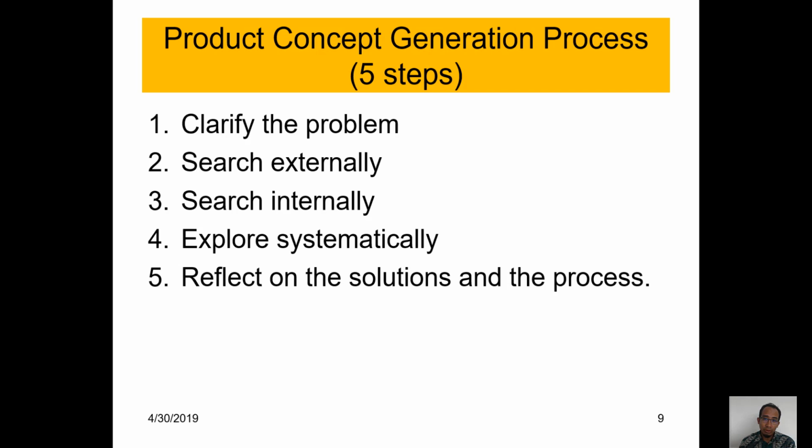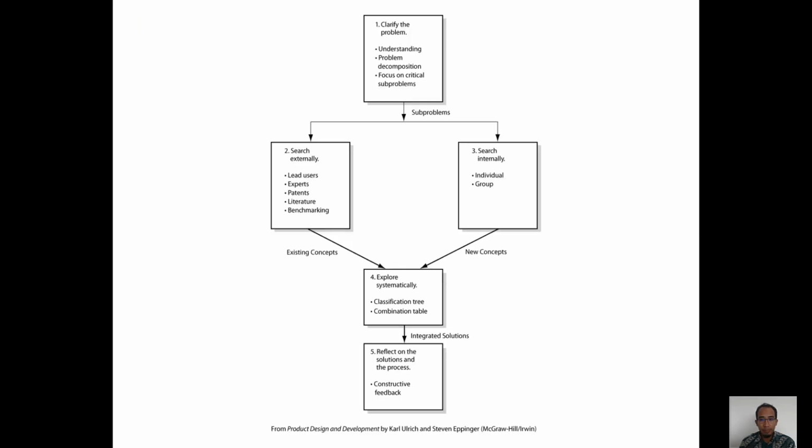So the concept generation process includes 5 steps. First, clarifying the problem, and then searching externally and then internally, and then we explore systematically. Last but not least, we reflect on solutions. Here is an illustration of those steps in the concept generation process.